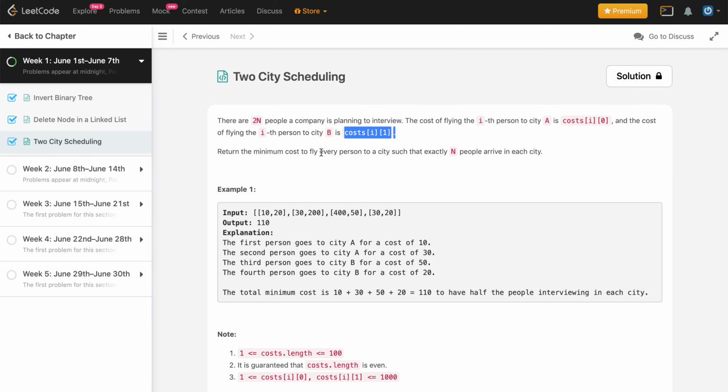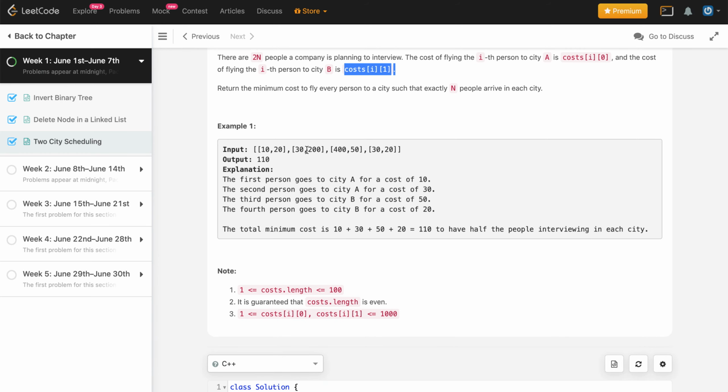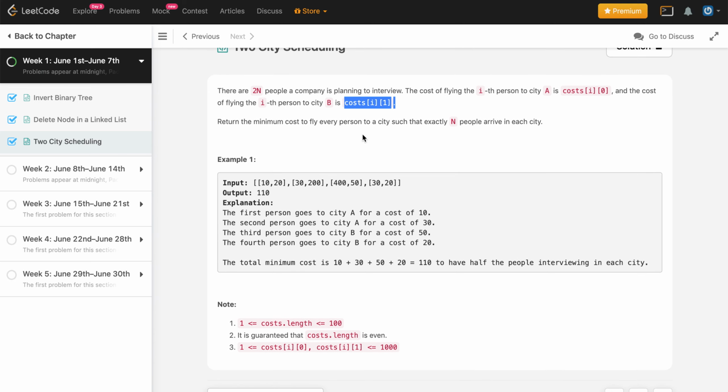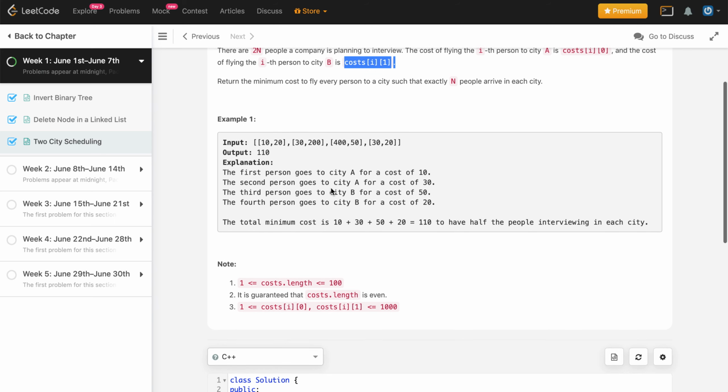We need to determine the minimum cost to fly every person to a city such that exactly n people arrive in each city. So we are always given an even number of people, and we want to fly all of them to either city A or city B, minimizing the overall cost of flying them, with the condition that each city should have exactly n people.